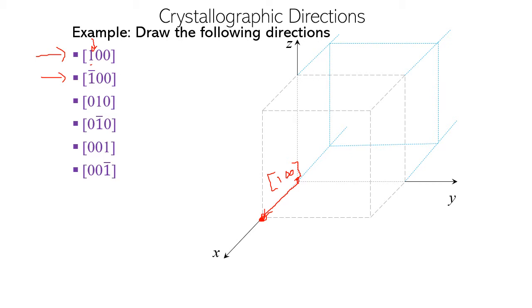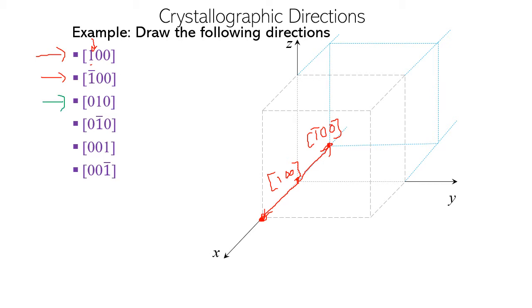So that is this much along the negative x direction. So this is the required direction. So this is [1 bar 0 0], nothing along y because the second index is 0, nothing along z because the third index is 0. Okay, so those are the first two directions.